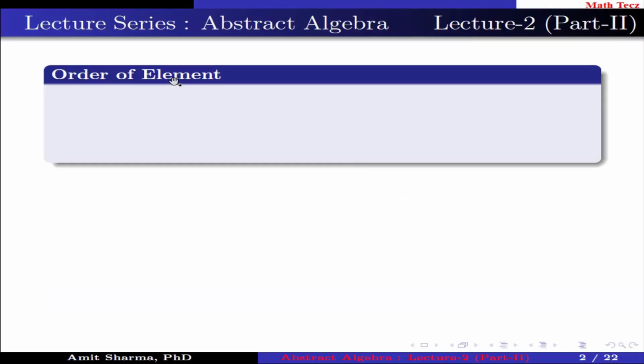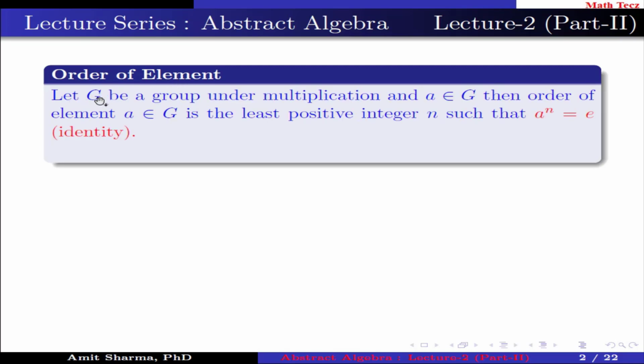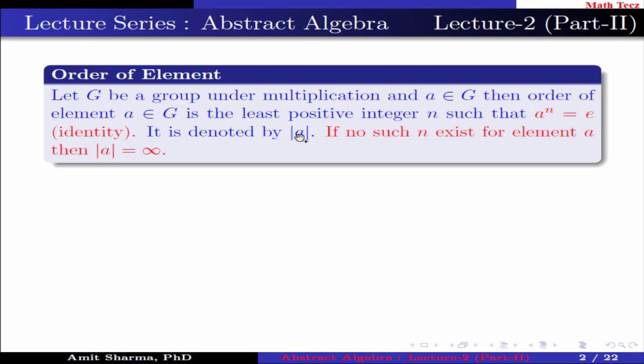Order of element. Let G be a group under multiplication and a belongs to G. Then the order of element a is the least positive integer n such that a to the power n equals e, which is known as the identity. It is denoted by this. If no such n exists for element a, then the order of a is infinity.